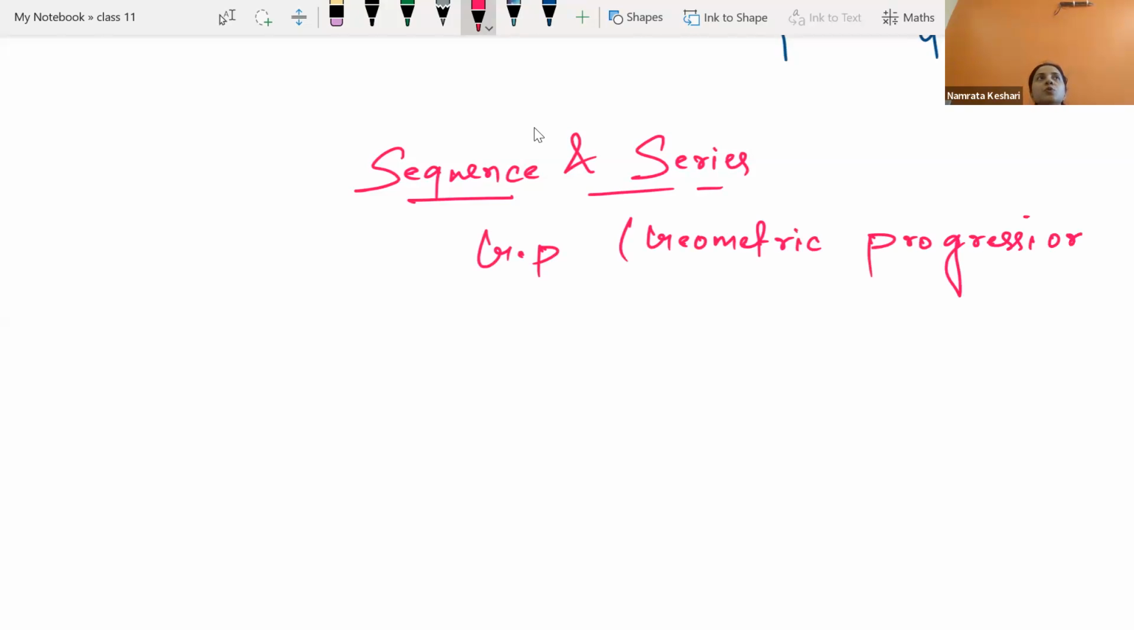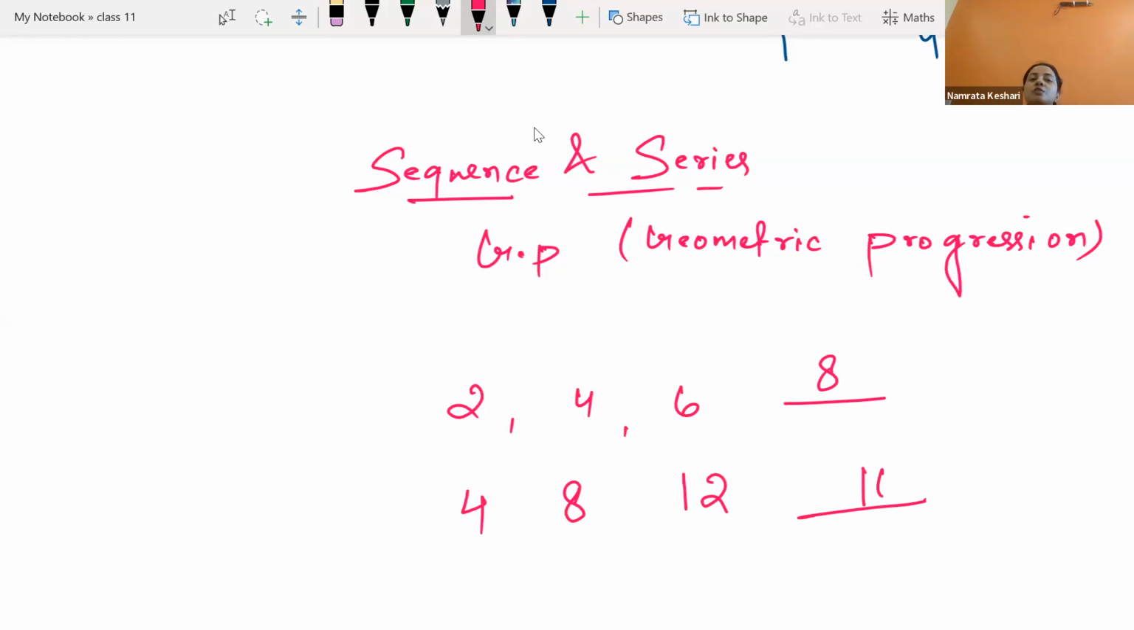Previously, even before knowing what exactly arithmetic progression and geometric progression are, you have seen many questions of this type. Suppose one of the numbers is 2, another is 4, another is 6, another will be 8. If I write 4, another number is 8, another number is 12, another number will be 16. So you easily give the answers. This is a pattern-based question and you were just checking the pattern.